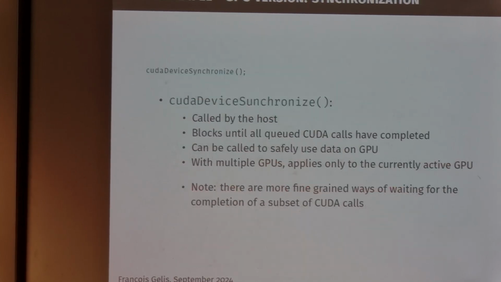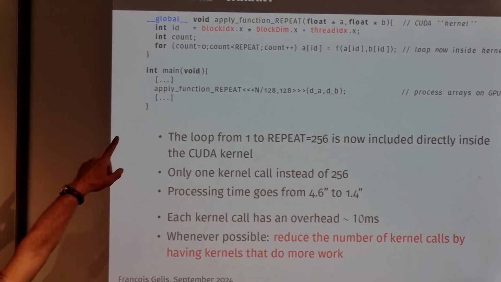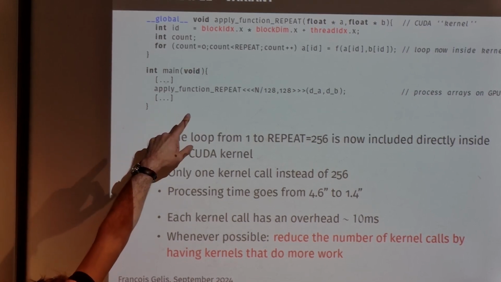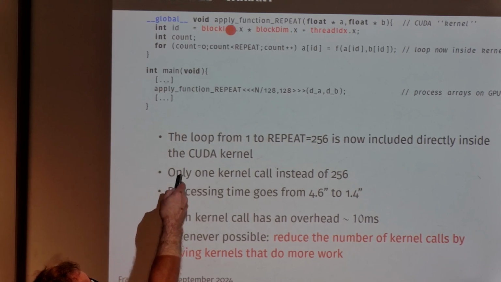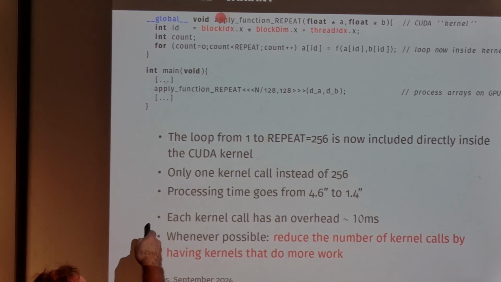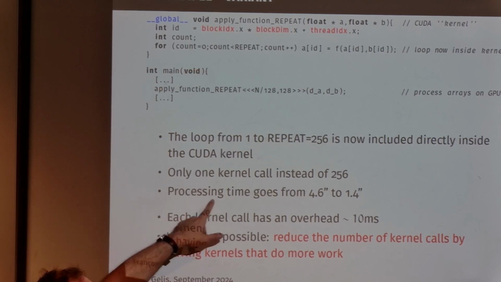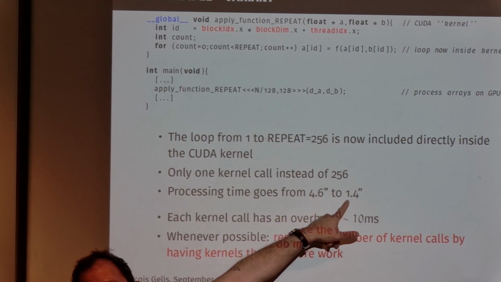Of course, in this example, there is one naive change, which is to put this loop inside the parallel function. So now I'm putting this loop directly inside the parallel function here. And when I call it only once, the computing time goes from 4.6 seconds to 1.4 seconds.